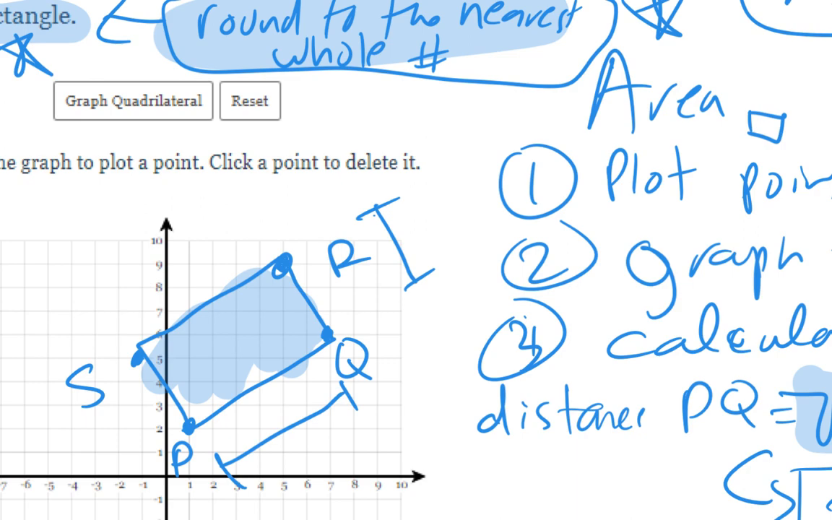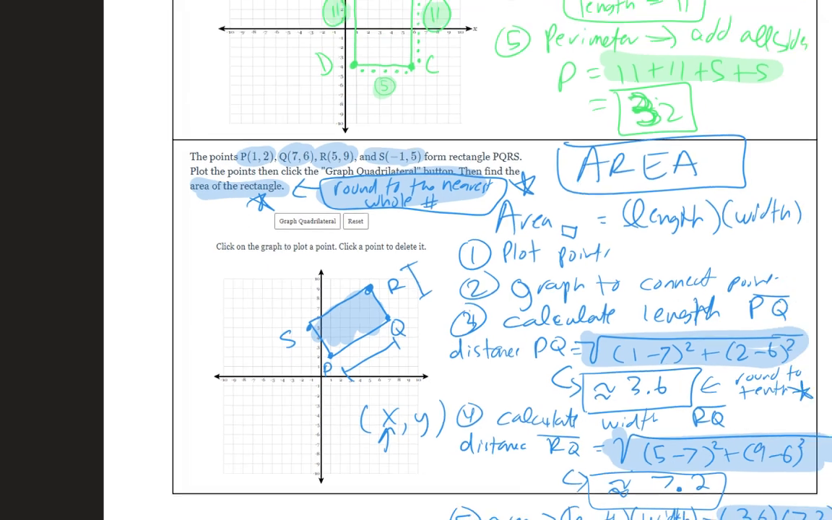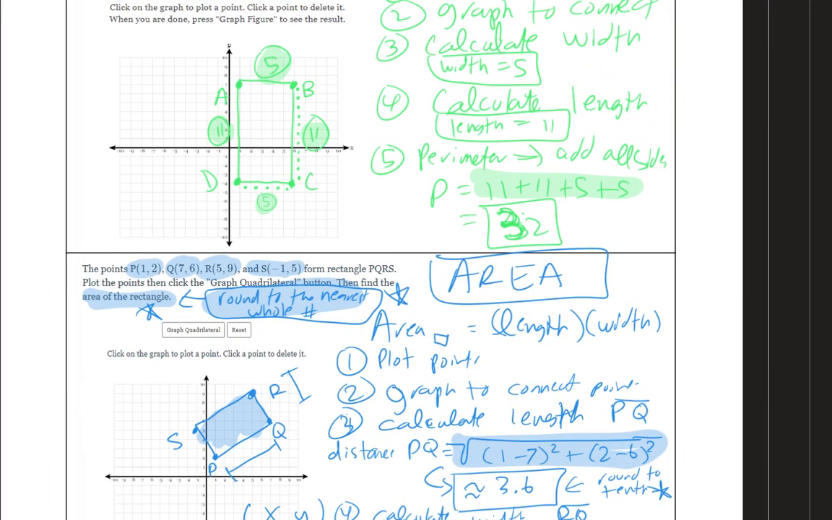All right, let's move on to the next page. Go and do both of these practices in Delta Math first before we move on to the next page. You got this.